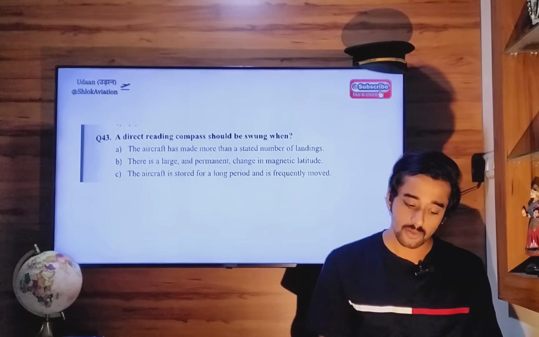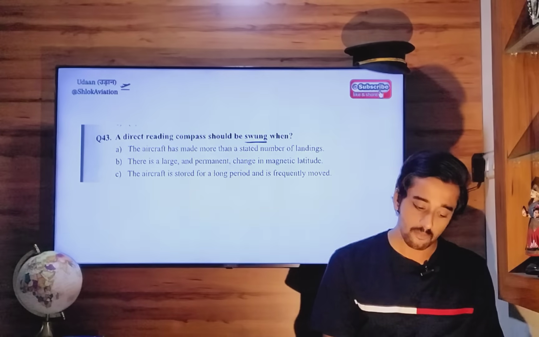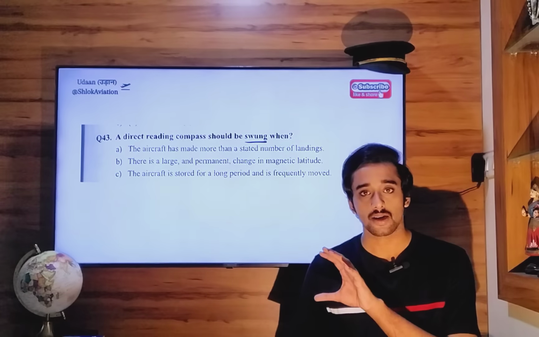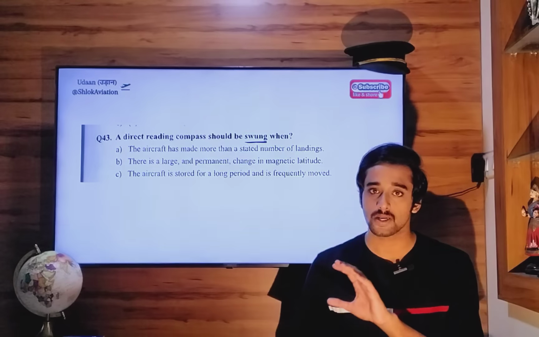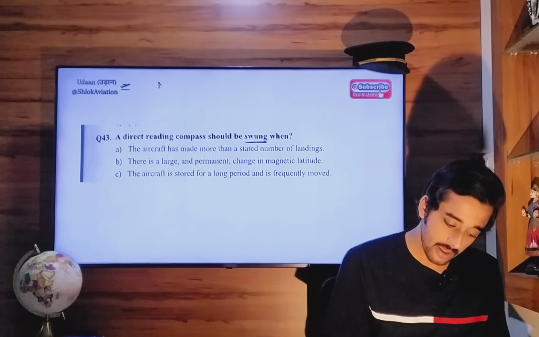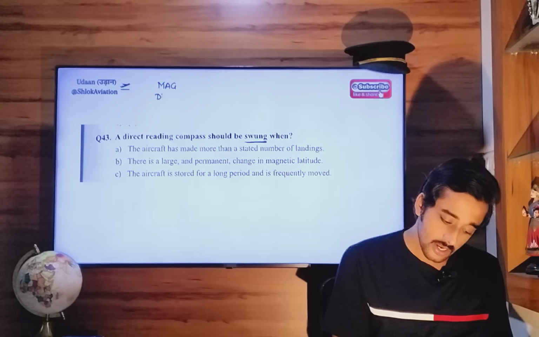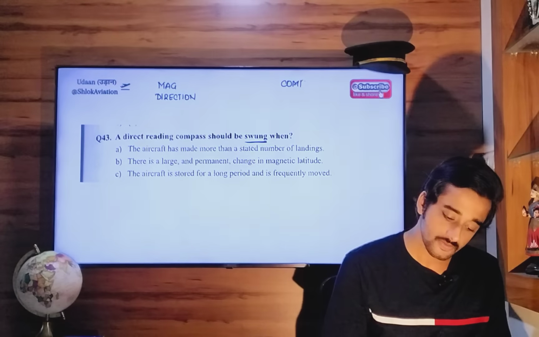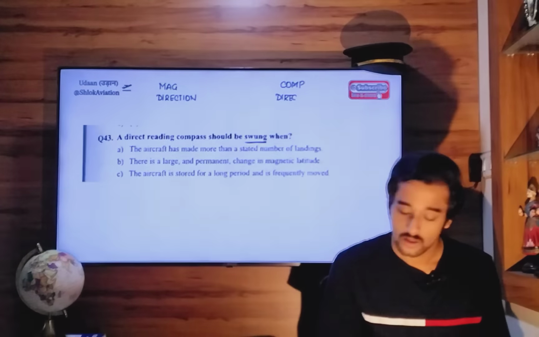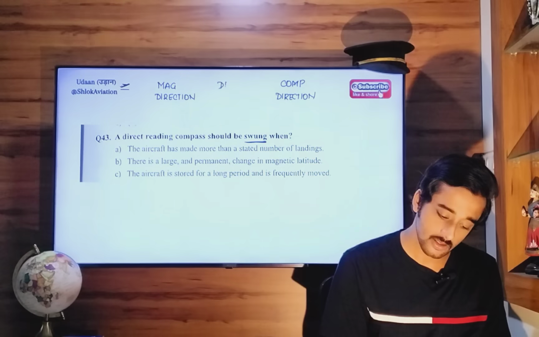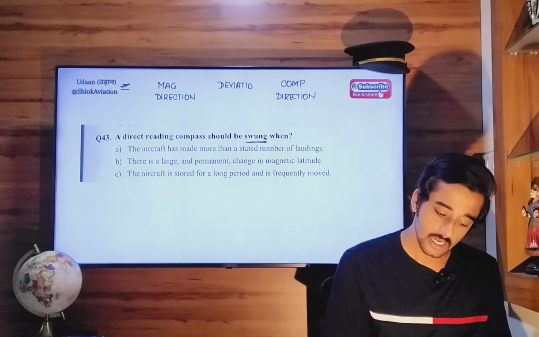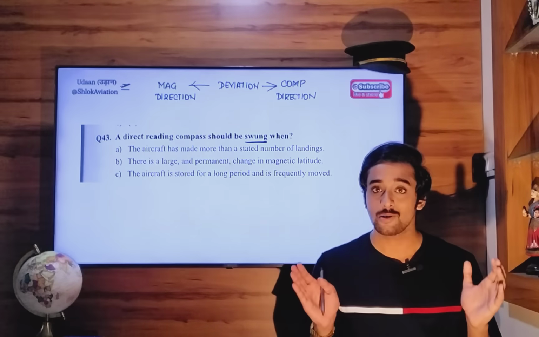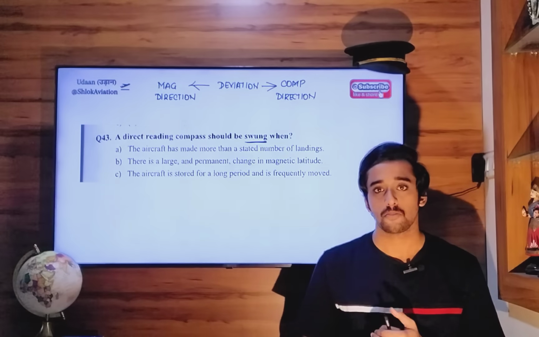43. A direct reading compass should be swung when? Now compass swinging is done in order to reduce the difference between magnetic direction and compass direction, right? So the difference between magnetic direction and compass direction is deviation, right? It is deviation. So the one method to reduce the deviation value is called compass swinging.